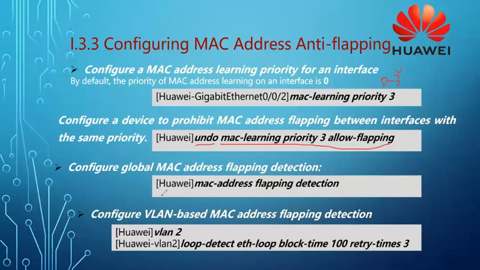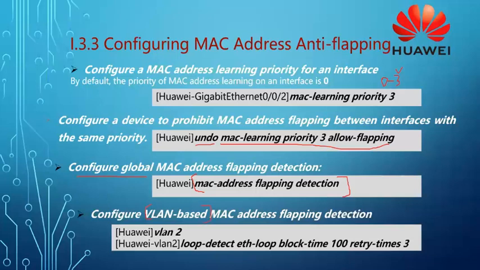And another command can activate the MAC address flapping detection. This command will activate the flapping detection. Okay? So we can configure the MAC address flapping detection globally, or we can enable this feature with a VLAN-based configuration.